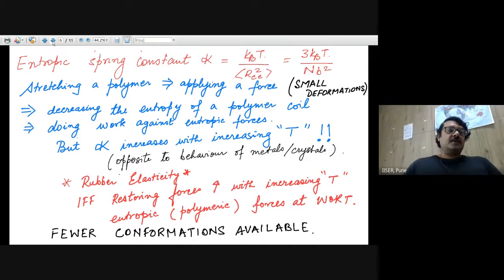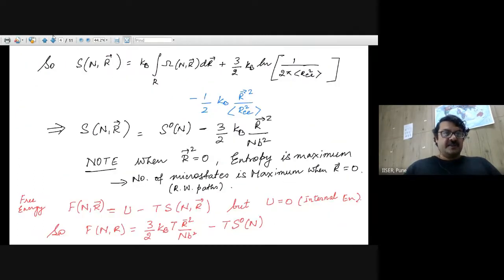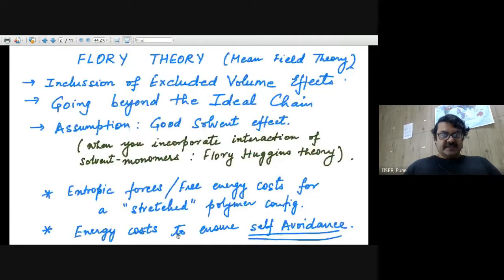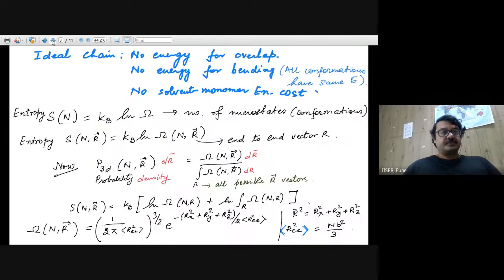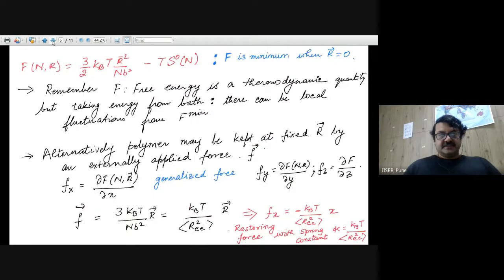Anyway, so now moving to a slightly different topic. Till now we had been discussing this part, the entropic forces, or the free energy costs, for a stressed polymer configuration. Now we're going to move to this part and then discuss the Flory theory essentially, right?